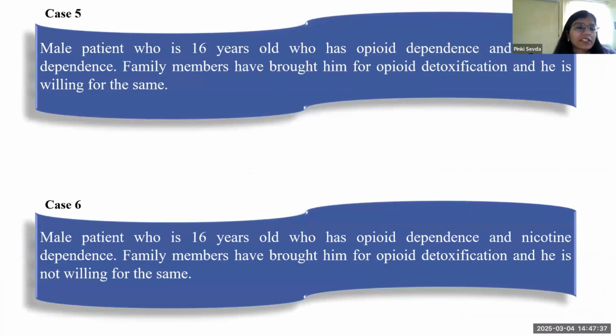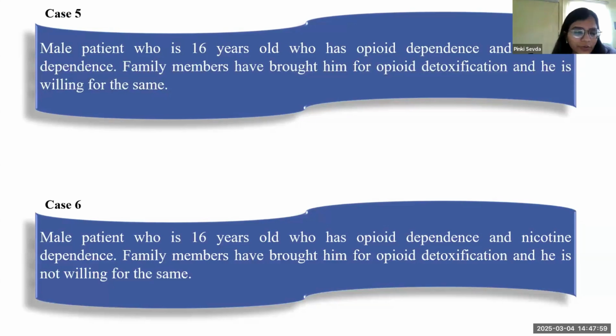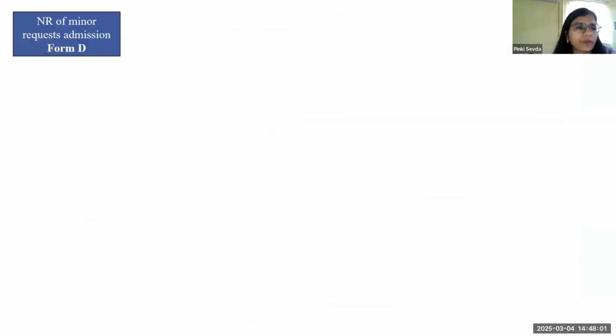Now we will discuss minor patients. A male patient who is 16 years old has opioid dependence and nicotine dependence. Family members have brought him for opioid detoxification and he is willing for the same. Or a male patient who is 16 years old has ODS and NDS. Family members have brought him for opioid detoxification, but the patient is not willing for the same. So in both cases, instead of the decision of the patient, the NR's decision will matter.